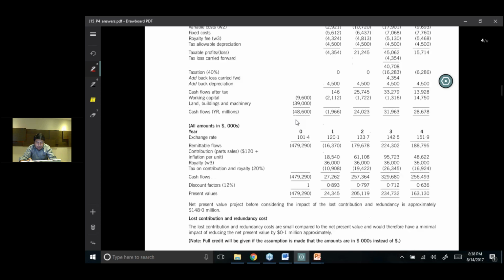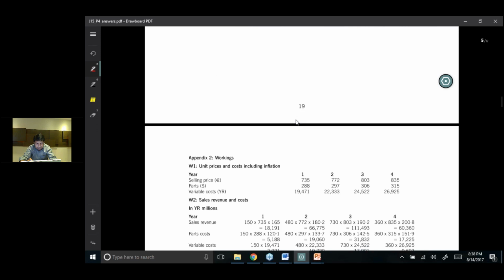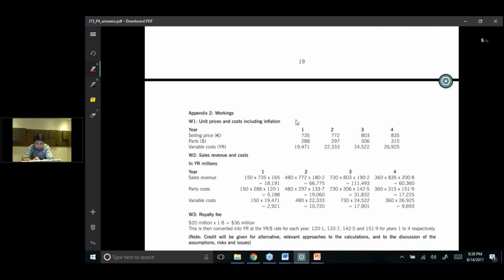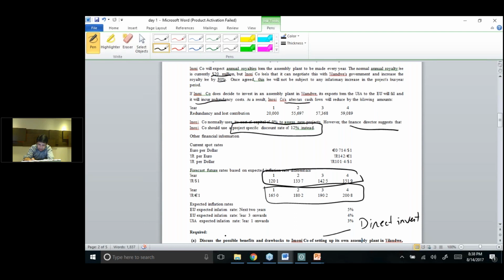Okay, the first working is of sales. Selling price is given. Obviously, the selling price was 700. It has been increased with the inflation of the euro. And we know from the question that inflation of the euro was 5% for the first 2 years. Then it was 4% from year 3 onwards.